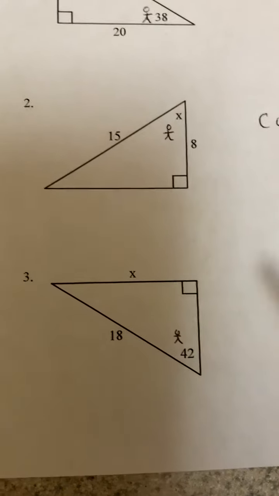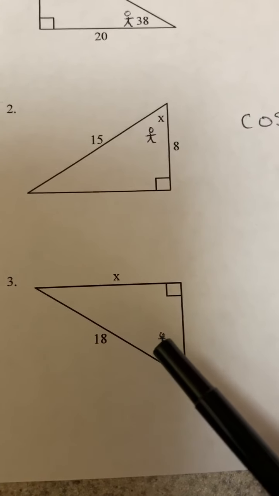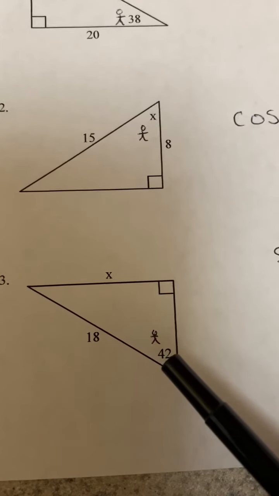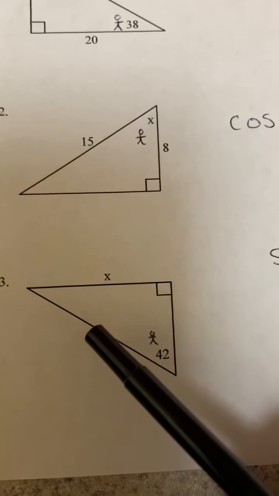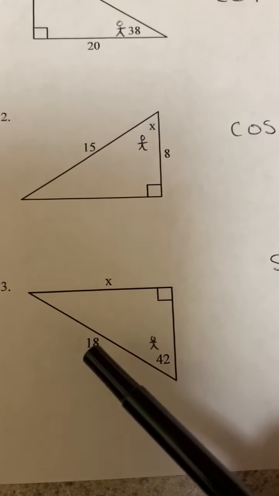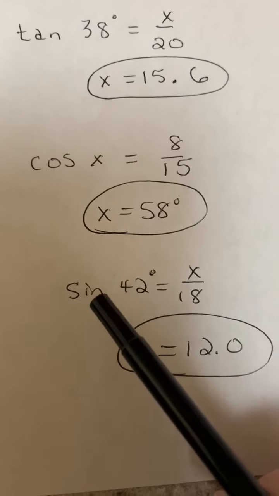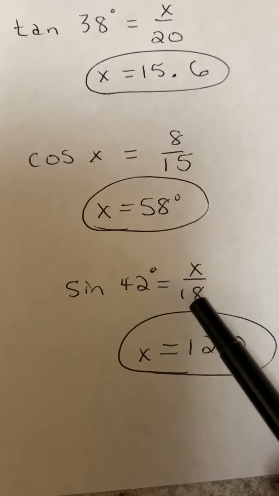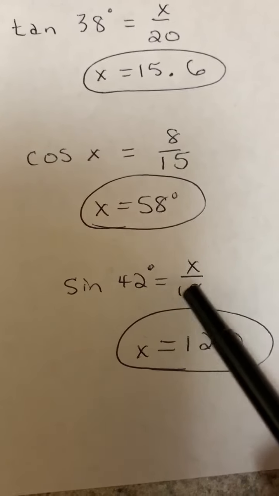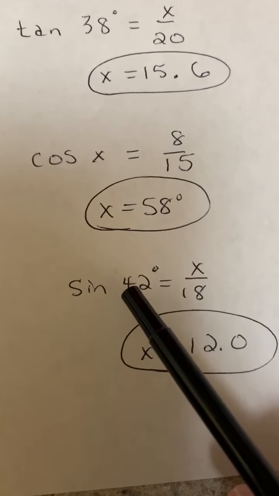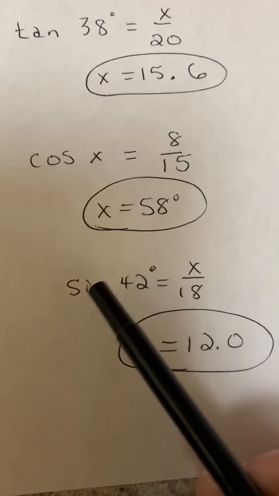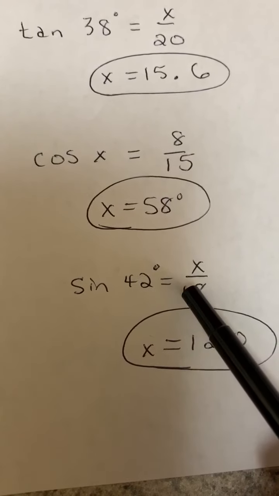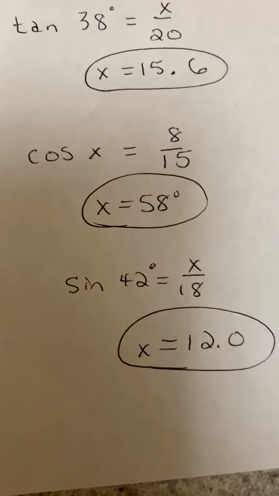Your third example here, again, draw your little stick figure. Based on where you're standing, you have the opposite and the hypotenuse. So opposite over hypotenuse would be your sine function. So the sine of 42 is equal to x over 18. Just multiply these together. Do your sine of 42 first. Do your trig function first. 42, hit your sine function, times 18 equals 12.0.